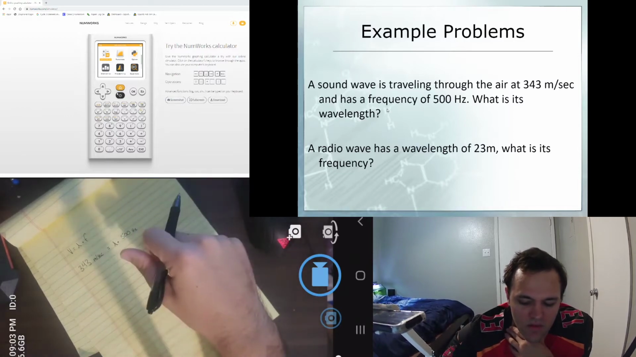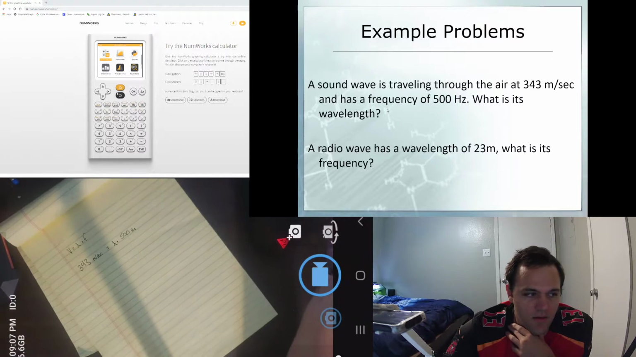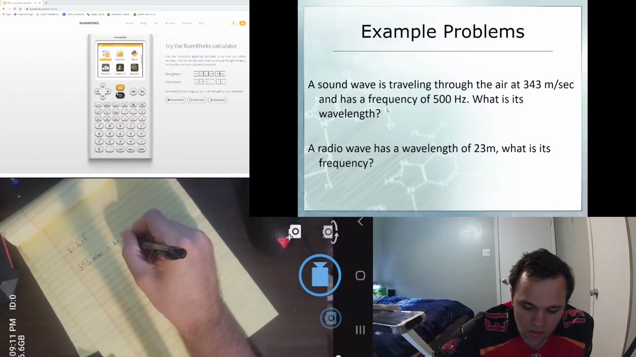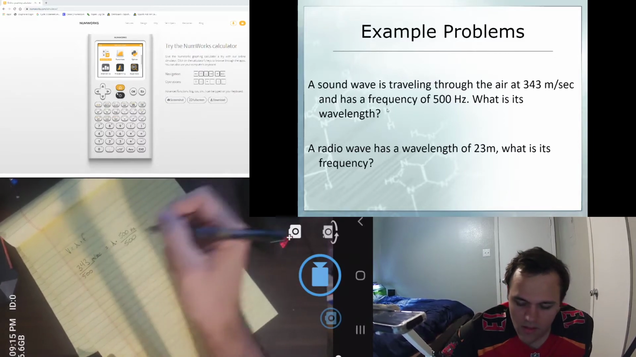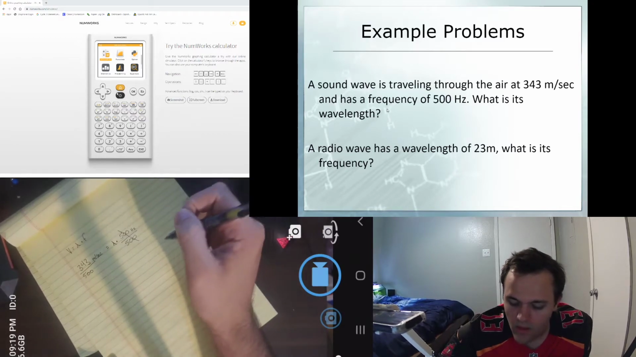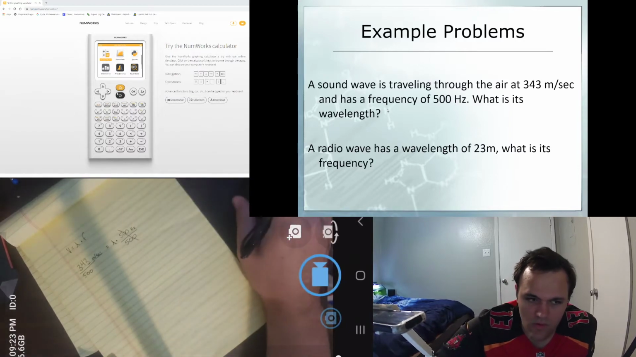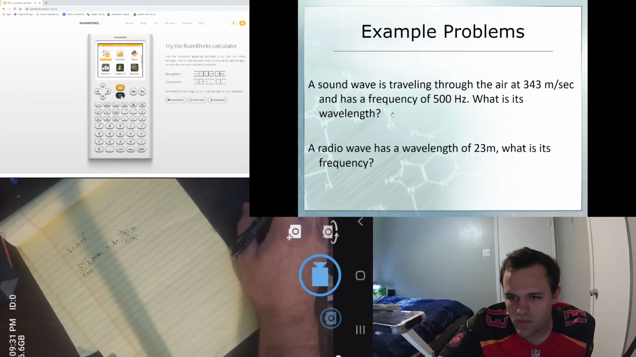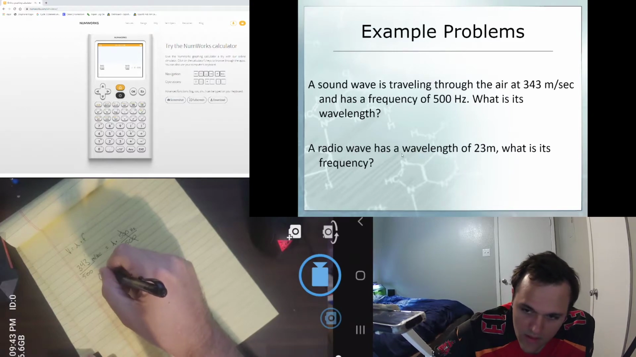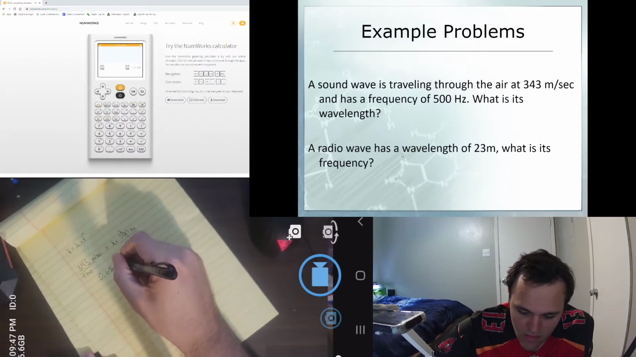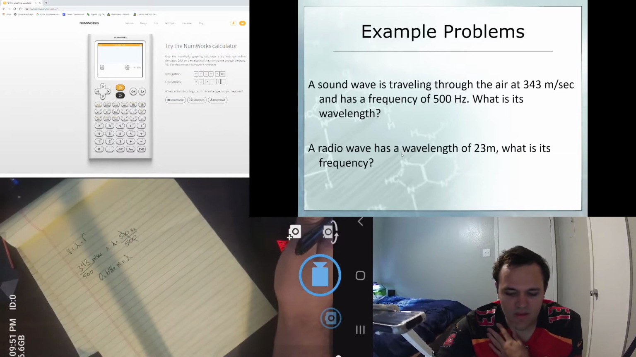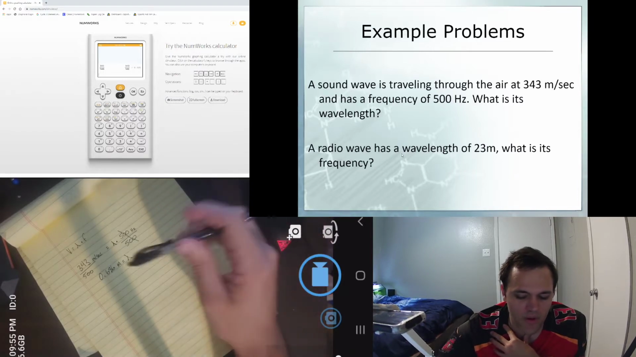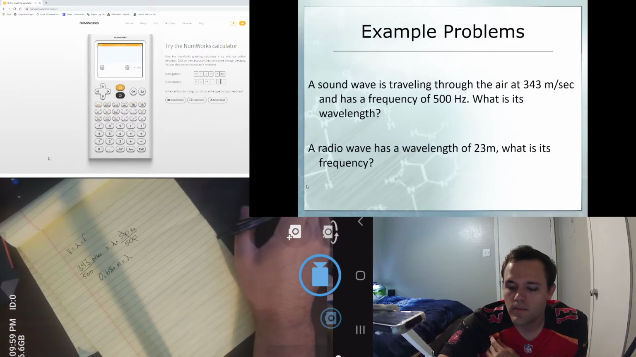Okay, so if we're trying to solve this for lambda and find the wavelength, all we've got to do is divide both sides by 500 to get rid of it on that side. So this 500 divided by 500 cancels out, and we've got 343 divided by 500 is equal to lambda. And then we'll go to our calculator: 343 divided by 500 is equal to 0.686 meters. So that is lambda. Your wavelength is always going to be in meters. Okay, so that was question 1.